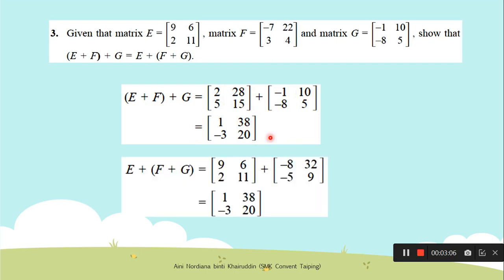Next, for E plus in bracket F plus G. So this is matrix E. This is matrix F plus G. So when you add these two matrices, you'll get this. As you can see, it will give you the same answer.